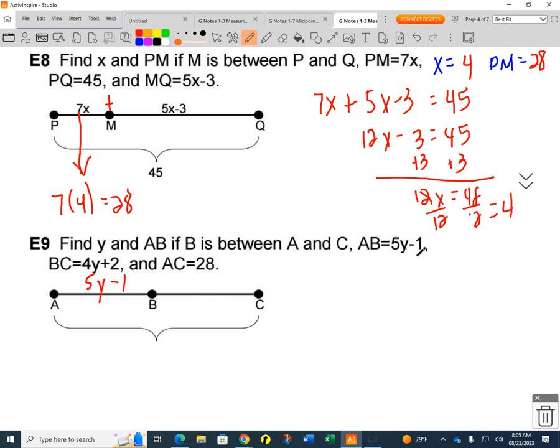Okay, AB measures 5 times y minus 1, and BC measures 4 times y plus 2. If your diagram's not labeled, you should be labeling it.